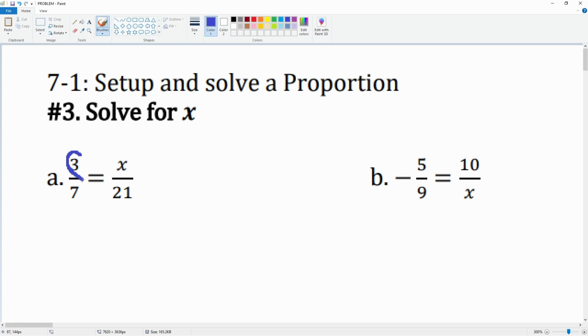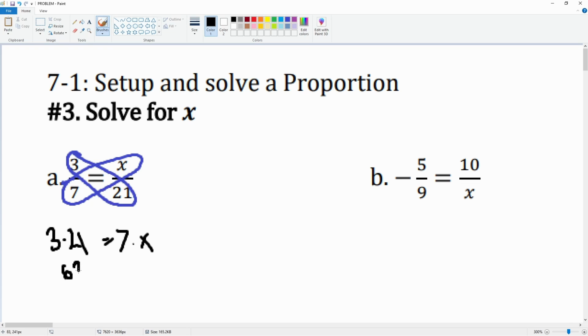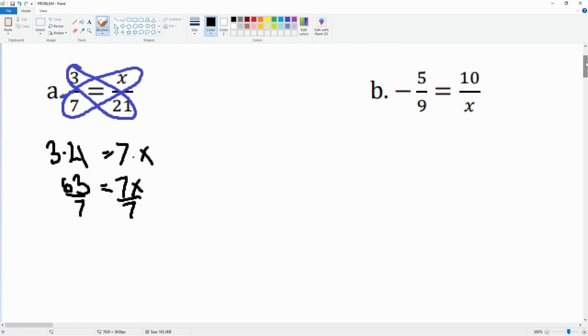Okay, so the 3 times the 21 equals the other side, which is going to be 7 times x. Okay, 3 times 21 is 63 equals 7x. Then you divide by 7 to both sides. You are now going to get 63 divided by 7 gets you 9 is equal to x. Right.